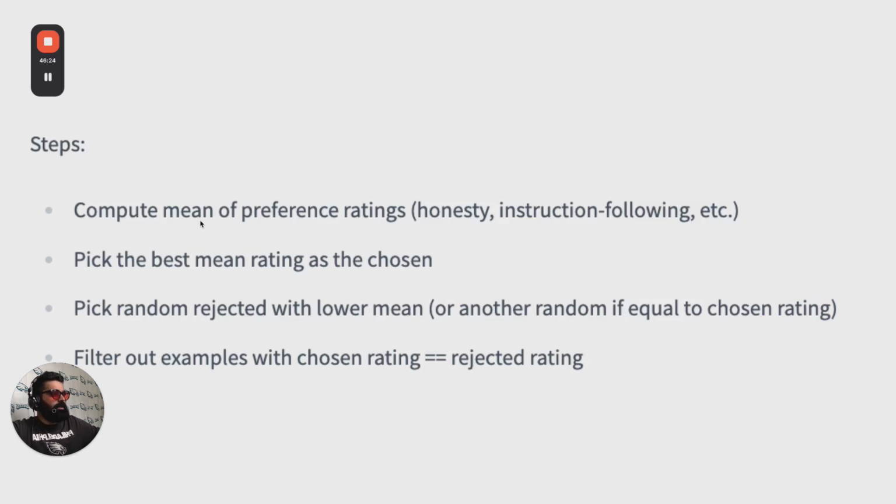They use the Argilla binarization approach, and you start by computing the mean of preference ratings across your categories for each response. You pick the response with the best mean rating as your chosen, and then you pick a random one of the lower mean values as your rejected.